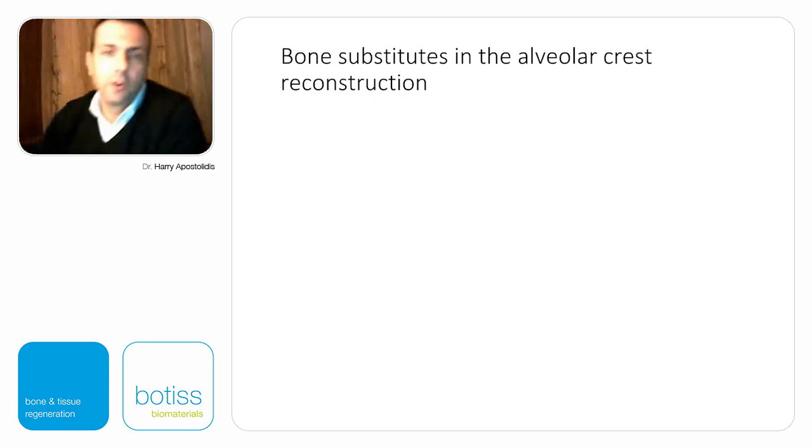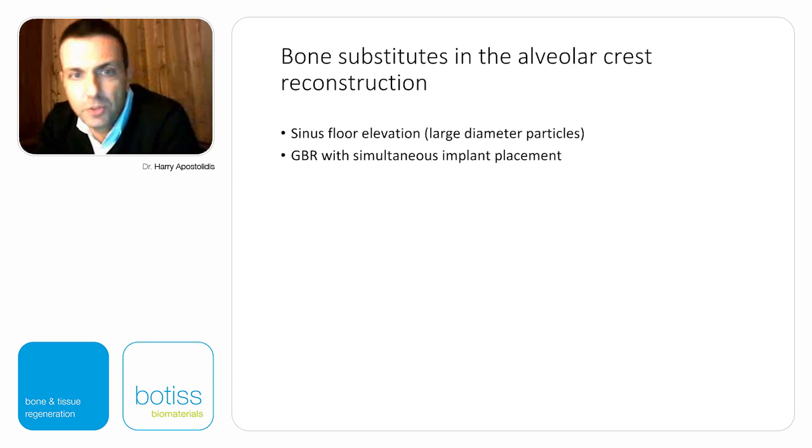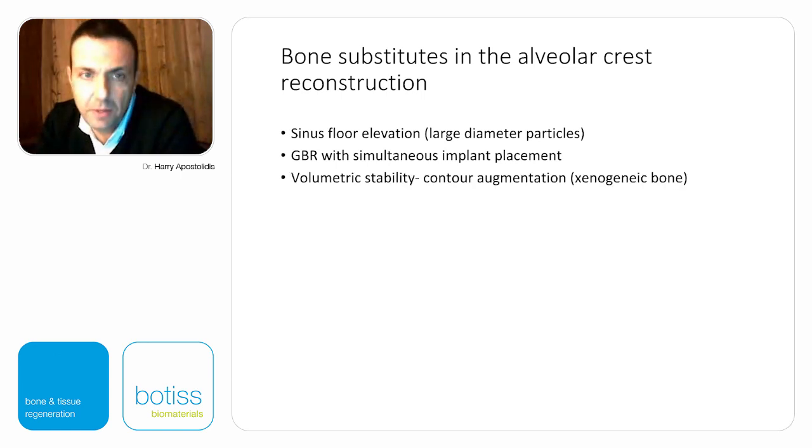So after all this, then we can say that we don't need any bone substitutes. Of course we need them. And first we need them for sinus floor elevation. You can use whatever graft you like. We can use it for a GBR with simultaneous implant placement.